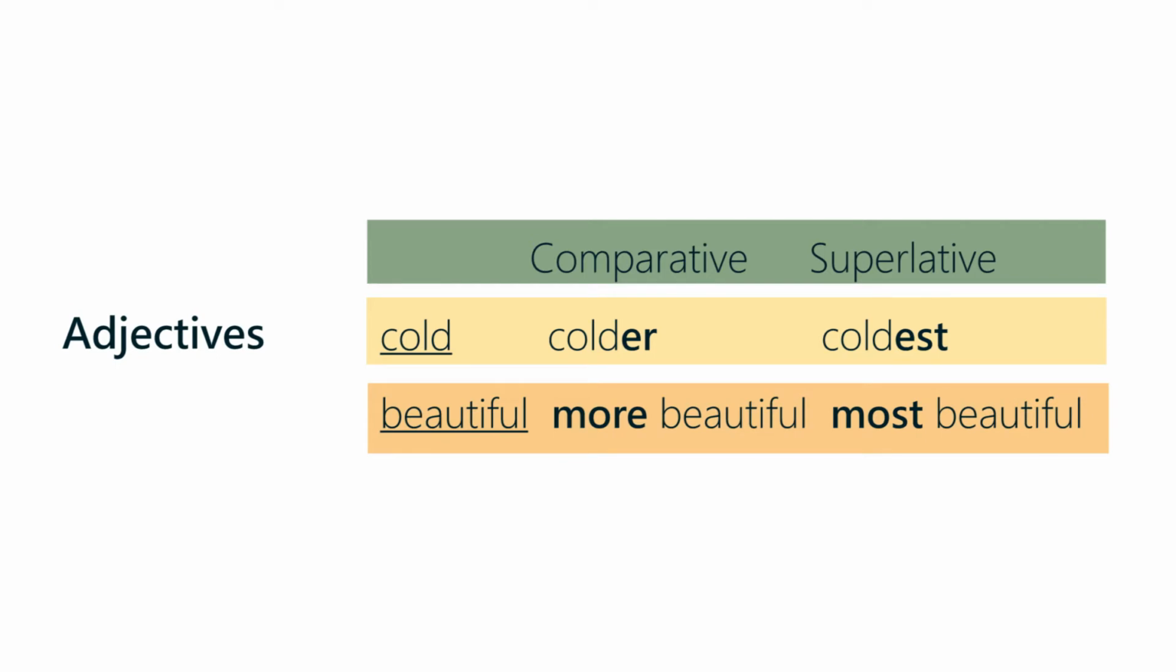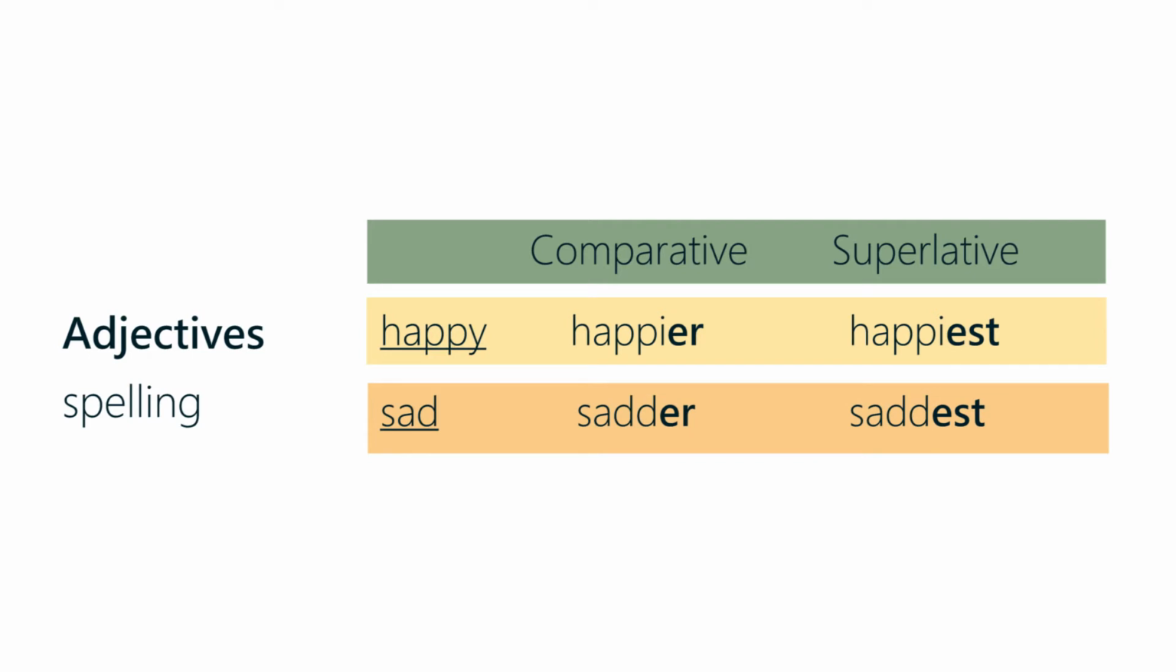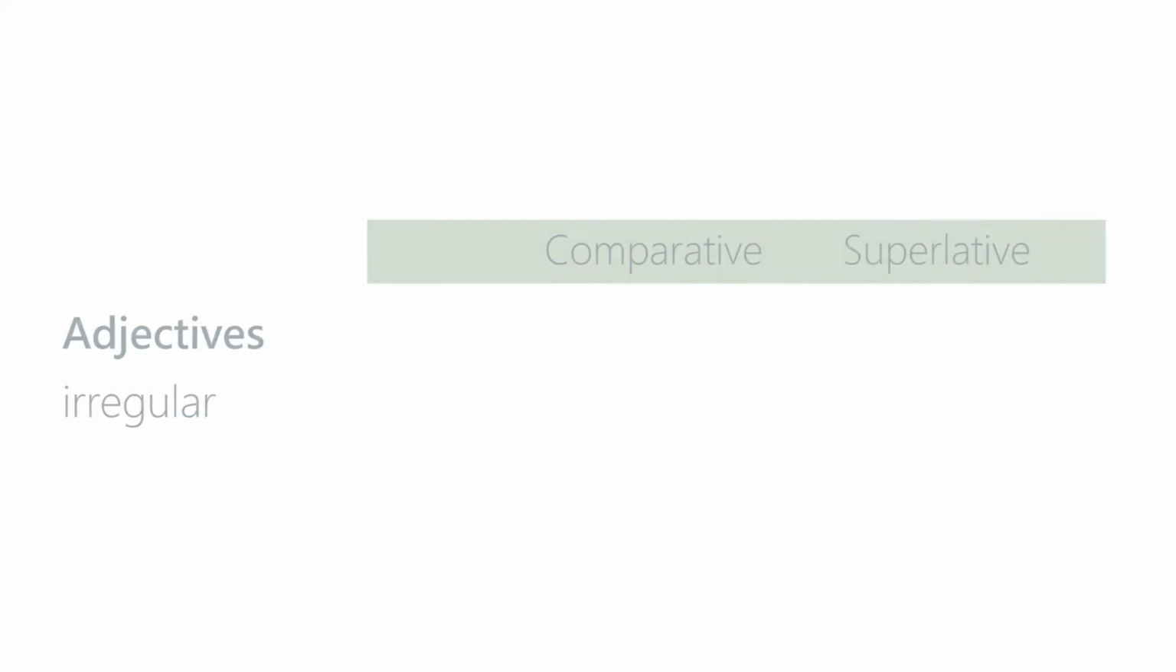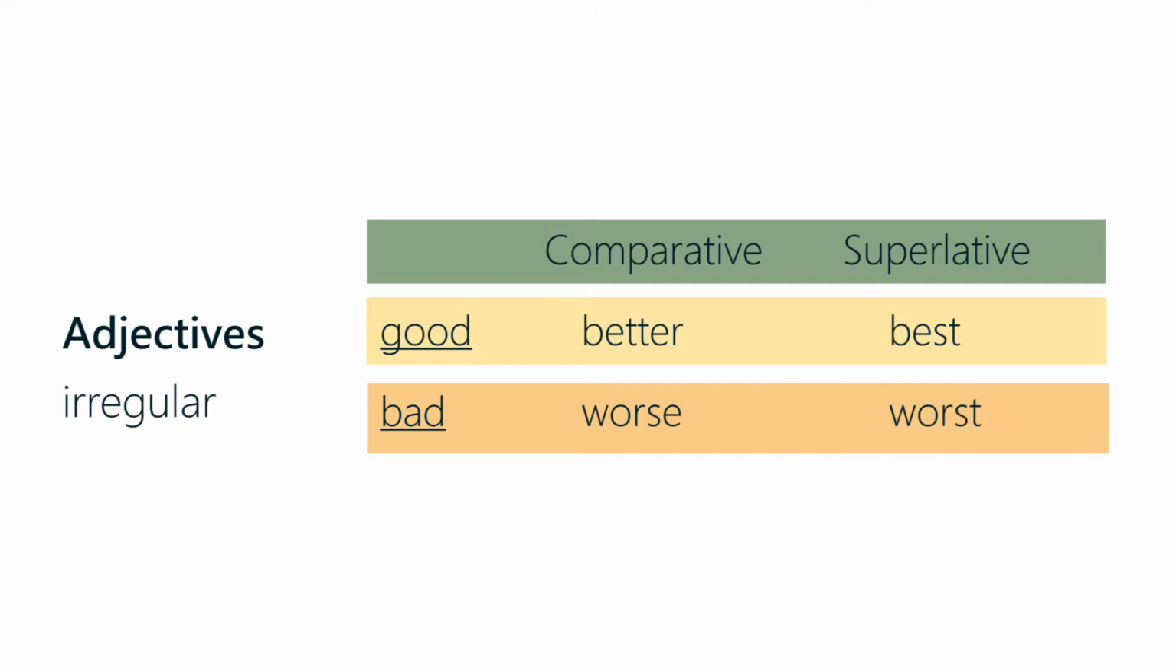So sometimes adding the comparative or superlative suffix affects the spelling, like happy becomes happier. It doesn't affect the pronunciation, but the spelling. For example, sad, when you say sadder, you add a D as well in the spelling. And sometimes the comparative or superlative is irregular, like good, better, best, bad, worse, worst.